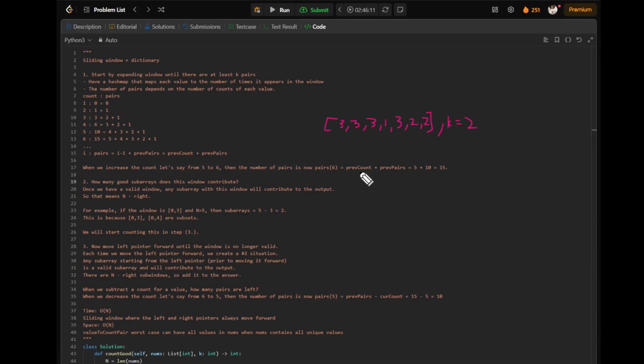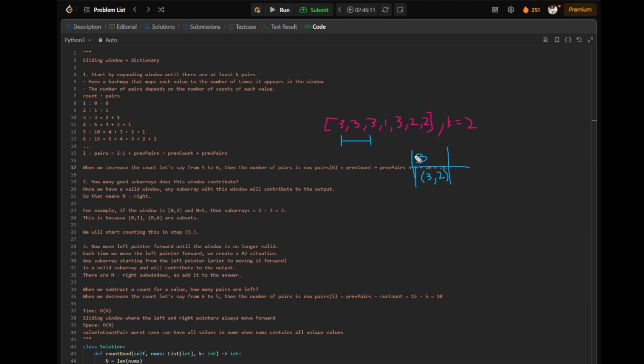Okay, now going back to the original example, how do we solve this? We start out by expanding the window until there is a valid window. In this case, it's going to be from 0 to 2, which has 3 pairs. And we want to keep a hash map of each value corresponding to their count and the number of pairs that they can make. So in this case, we have three 3's, our hash table would have a value for 3, and this corresponds to count of 3, and there are 2 pairs that you can make out of this.